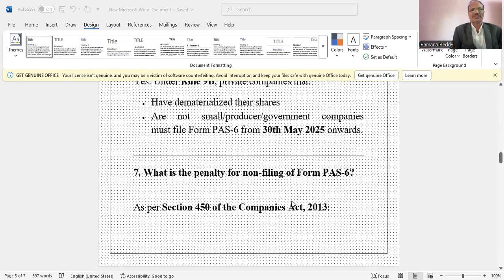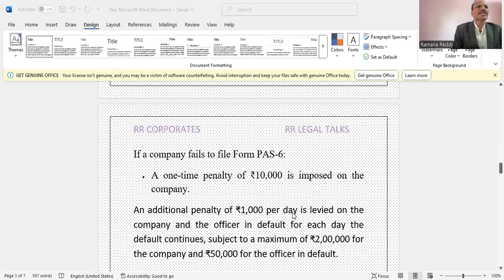What is the penalty for non-filing of Form PAS6? As per Section 450 of the Companies Act 2013, if a company fails to file PAS6, a one-time penalty of 10,000 rupees is imposed on the company, and 1,000 rupees per day is levied on the company and officer in default for each day the default continues, subject to a maximum of 2 lakh for the company and 50,000 for the officer in default.